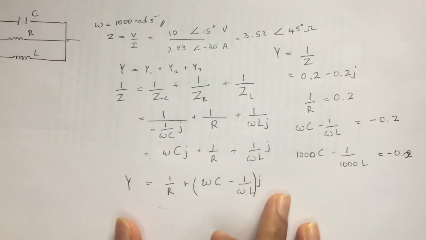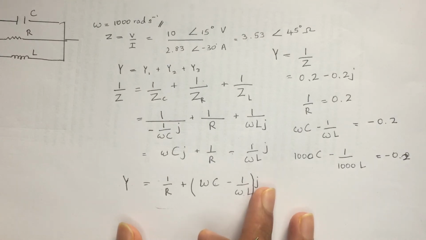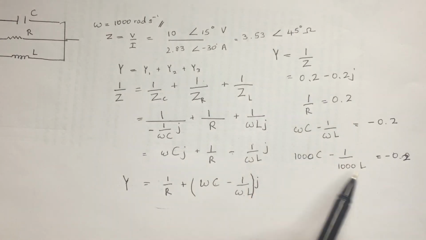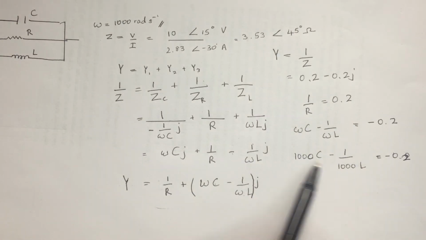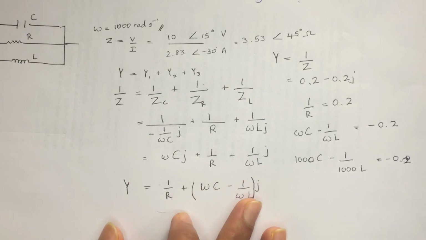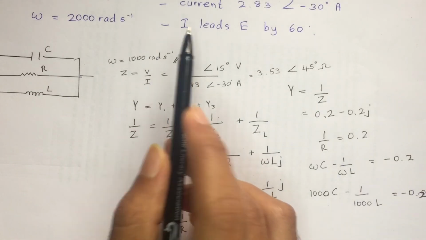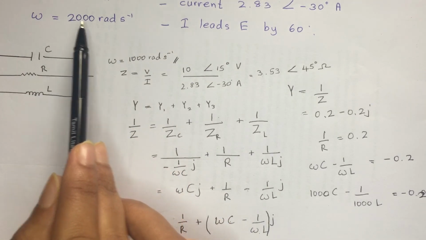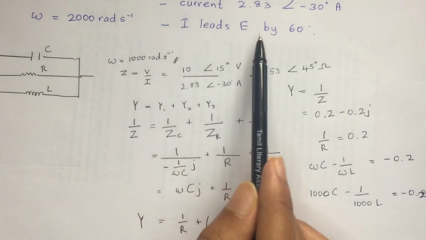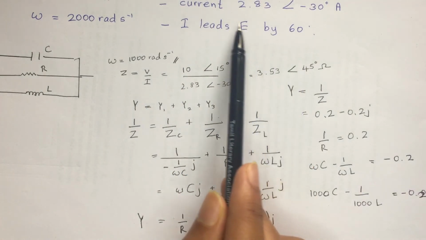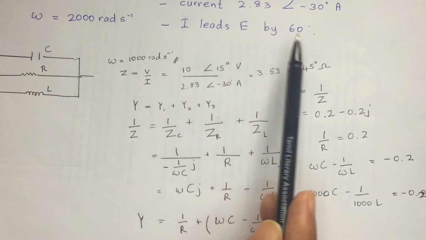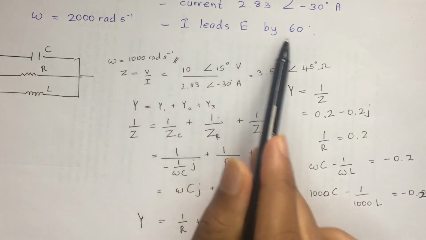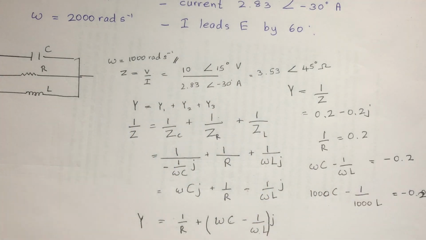So now we have done half of the question. The next part is, here we can find the C and L using this equation. Because there are two variables, we need another equation additionally, but they have given that also. They have given sufficient data: when the angular frequency is 2000 radians per second, I leads E by 60 degrees. As you can see over here, they have only given the angle details, so we need to use this detail to find another equation.